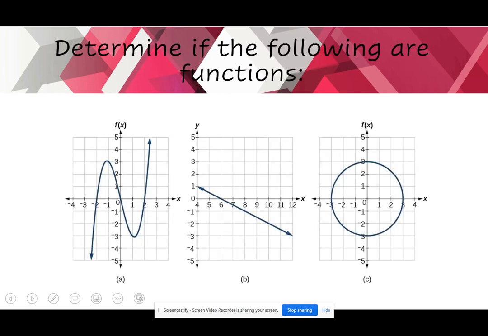So for example, here are some graphs. We're just going to go through and draw a bunch of vertical lines. In all these vertical lines, it only touches the graph once. So this is a function.